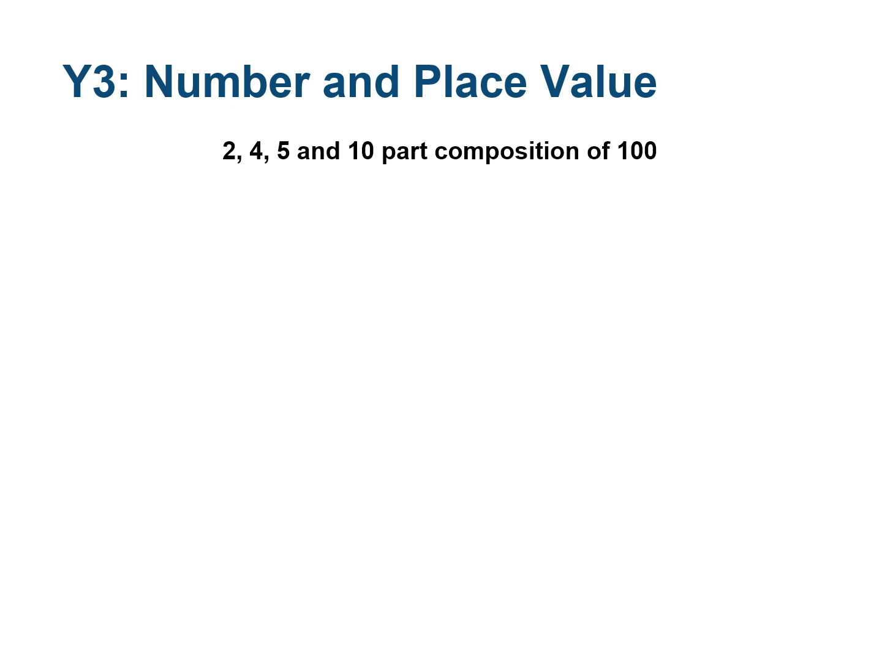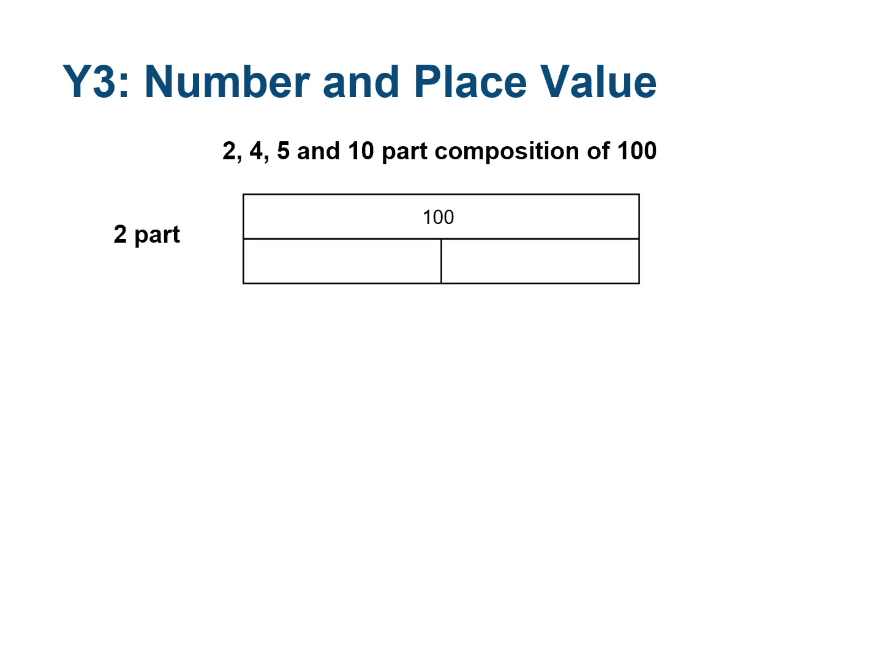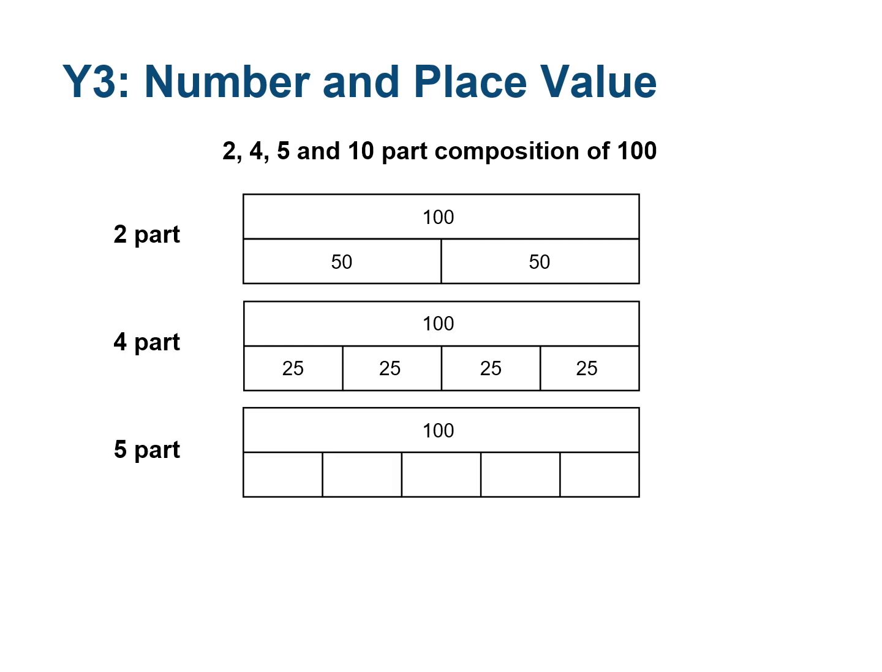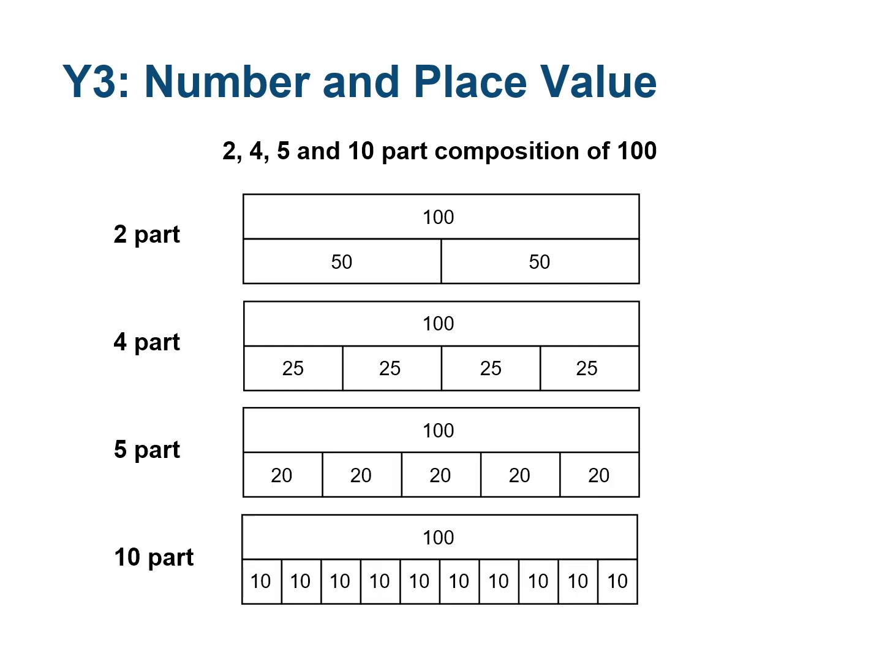Pupils need to be able to decompose the unit 100 into 2, 4, 5 and 10 parts. So 2 parts, 4 parts, 5 parts and 10 parts. And this supports future fractions and measures work. And starting to link, for example, 4 parts and 25 prepares children for understanding why 1/4 is equivalent to 0.25 when they meet decimals in year 5.